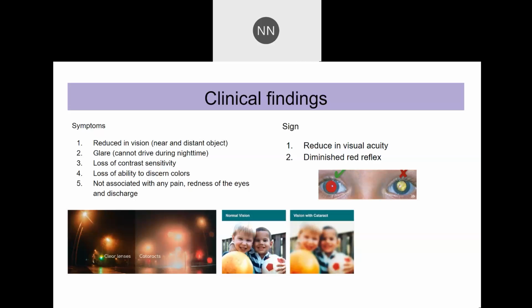The examination will be explained by Azima later. We can see there is a reduction in visual acuity and diminished red reflex, as you can see in the picture below. So in the right eye, we can see the red reflex, but in the left eye, we cannot see the red reflex. So this is another characteristic of cataract. So that's all from me. I will pass the presentation to Azima.